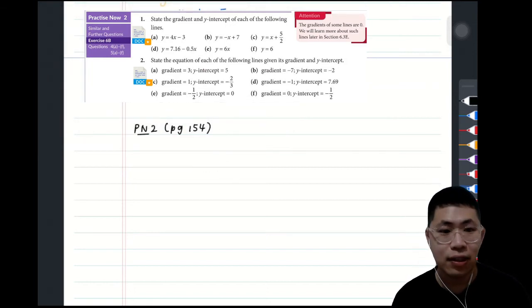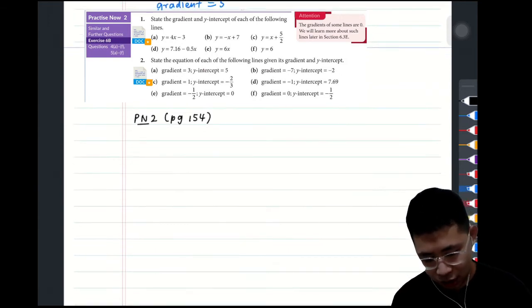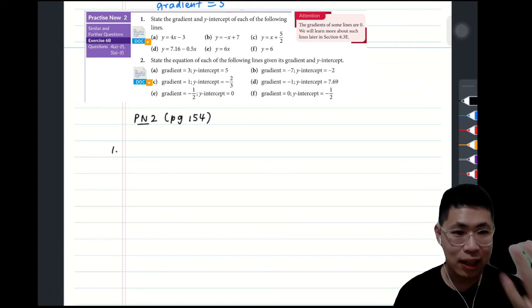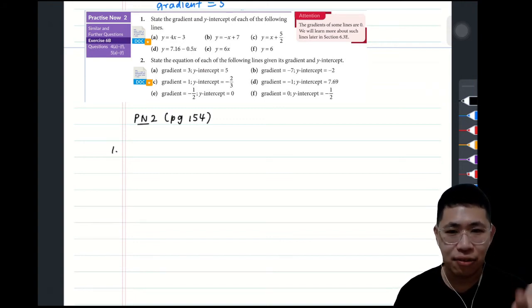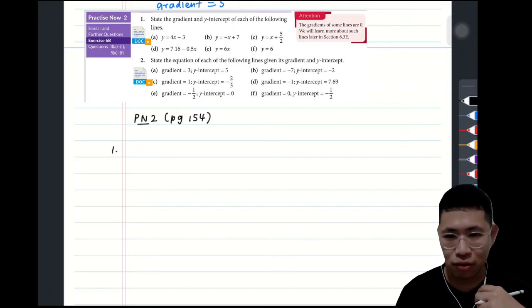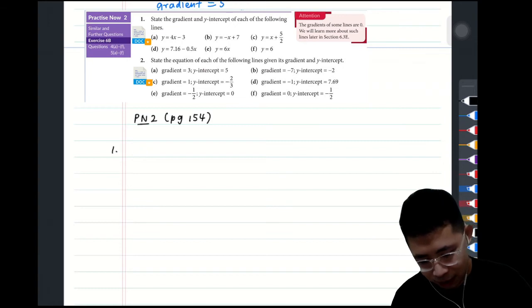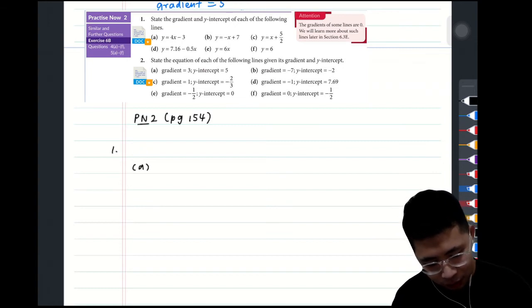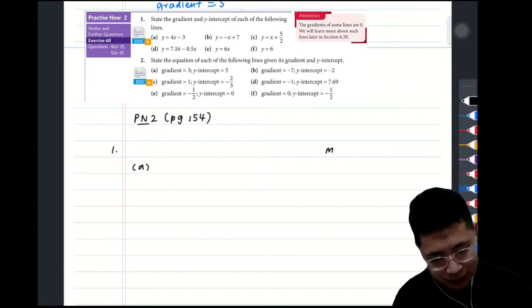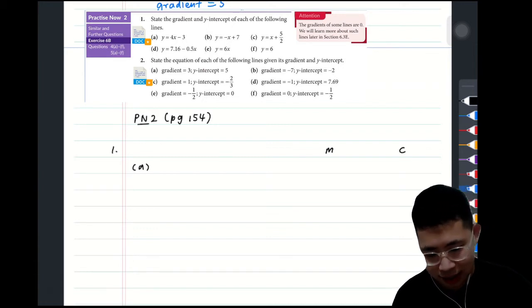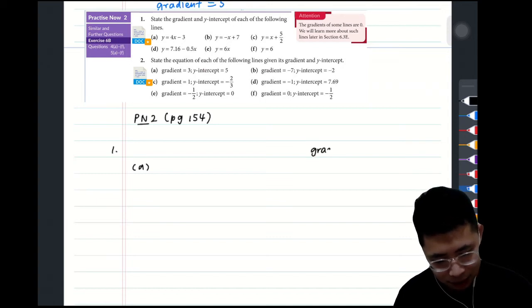Now let's look at the first question. The first skill is, given the straight line equation, identify the gradient and y-intercept. So first one, 1a. I'm going to form a table of the m and the c. m meaning the gradient, c meaning the y-intercept. So I'm just going to write gradient and y-intercept.